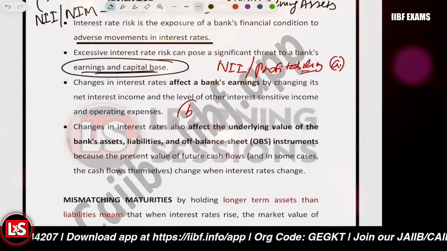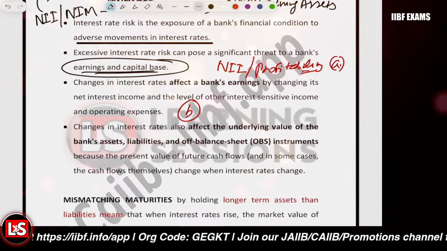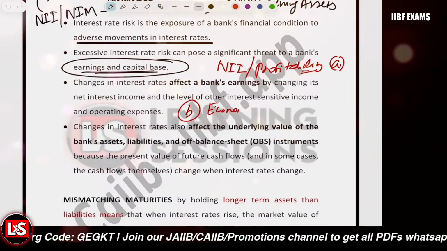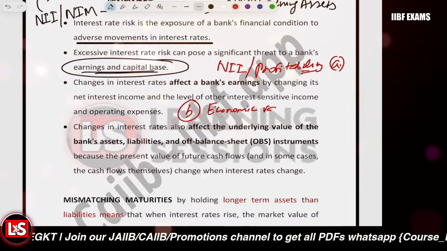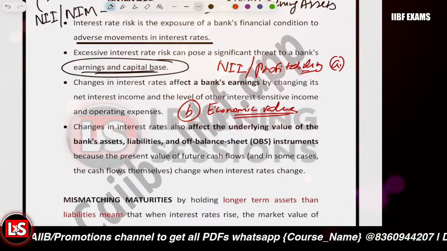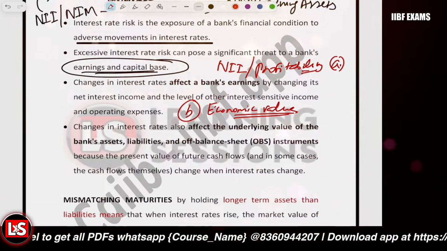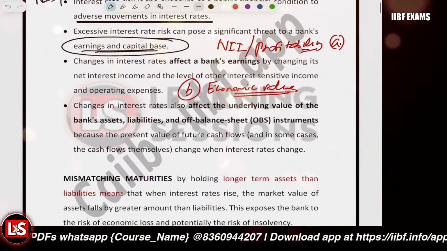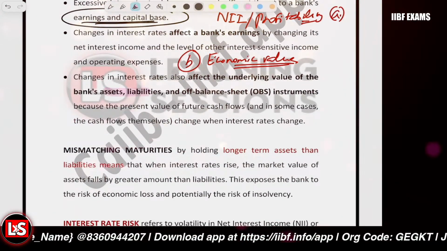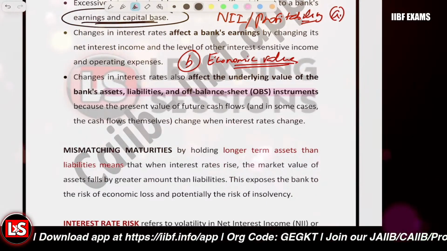The first case was net interest income and profitability. The second is that it is going to impact the economic value. It will lead to a change in the valuation of the assets, liabilities, and even the OBS items. So whatever assets, liabilities, and off-balance sheet instruments were there, their economic value is reduced.